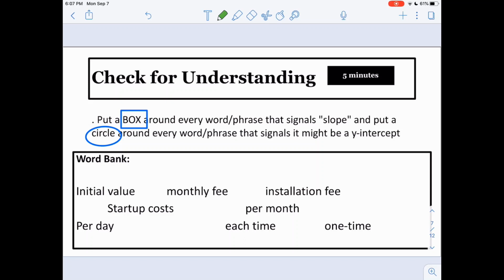Now, let's check for understanding and see how we feel about word problems. Put a box around every word or phrase that signals it might be the slope of the equation, and put a circle around every word or phrase that signals it might be a y-intercept. Pause the video for 2 minutes while you do this task.